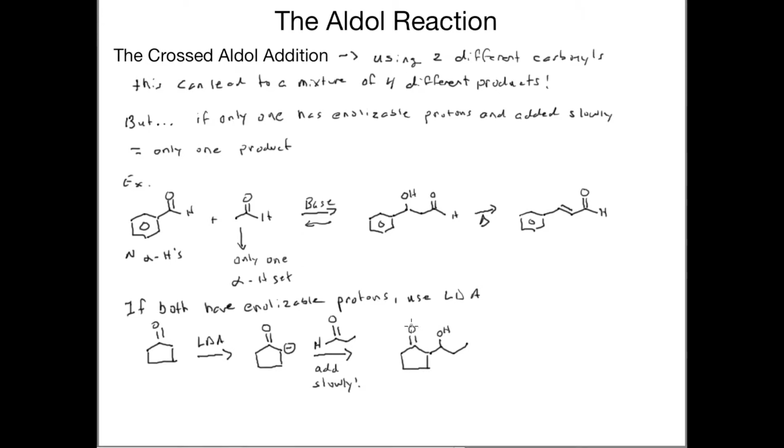So the idea is that we want to completely enolize the first carbonyl, right, using LDA, and then once that's done, add slowly the other carbonyl that I wanted to add to. And so this way you can control it, and you can make sure that you don't actually get a mixture of products.